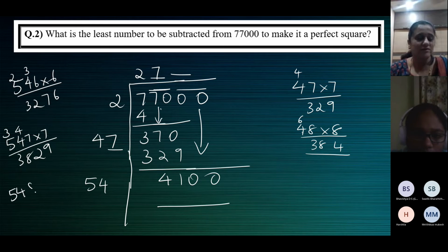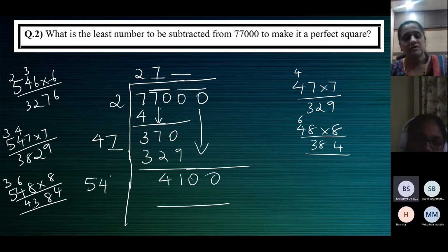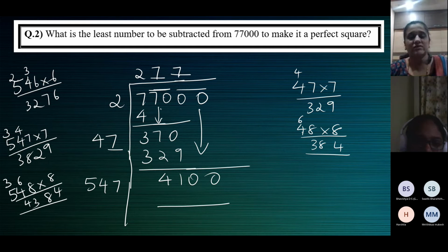So this will not work, but still we'll try. 8 8s are 64, 6 carry over. 8 4s are 32, 38, 3 carry over. 8 5s are 40, 43. Yeah. So it's 547 into 7. Yes. 271 is the remainder, ma'am.